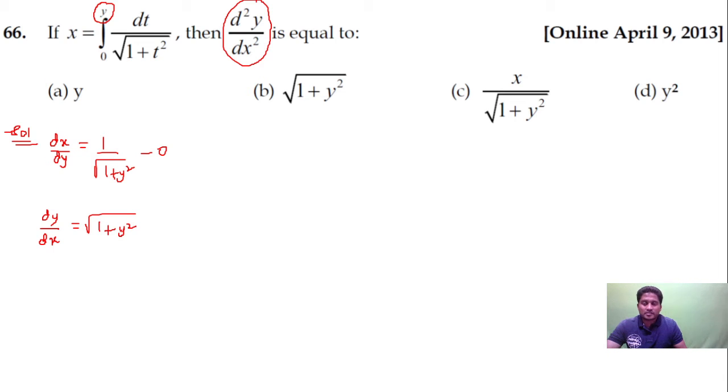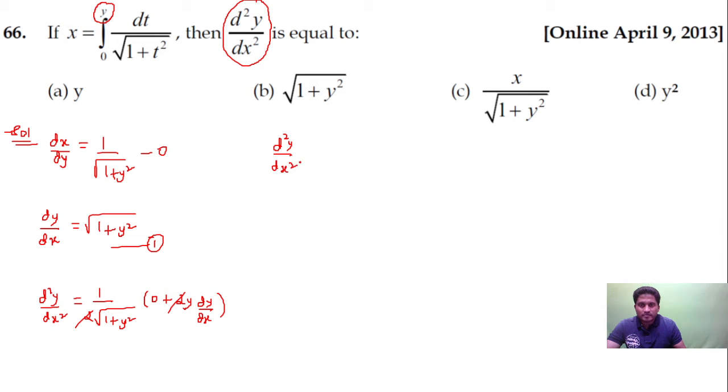This is dy by dx. If I call this as equation 1, d square y by dx square. Okay, root x is 1 by 2 root x. 1 by 2 into root of 1 plus y square. Differentiation of 1 is 0. Differentiation of y square is 2y into dy by dx. 2 and 2 cancels. Okay, so you get d square y upon dx square is equal to 1 divided by root of 1 plus y square.